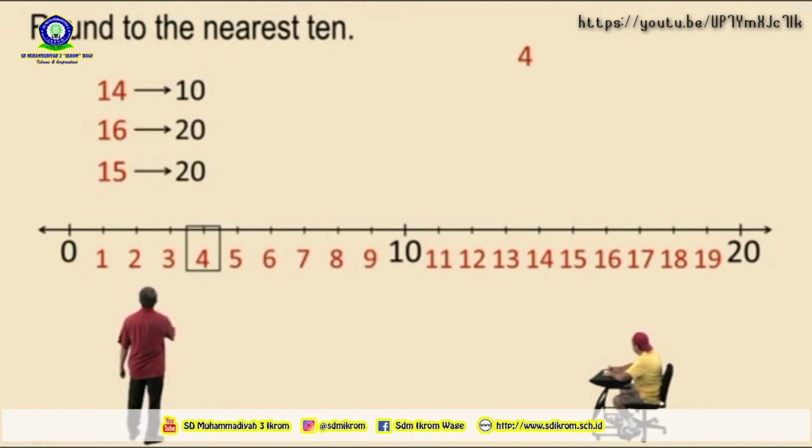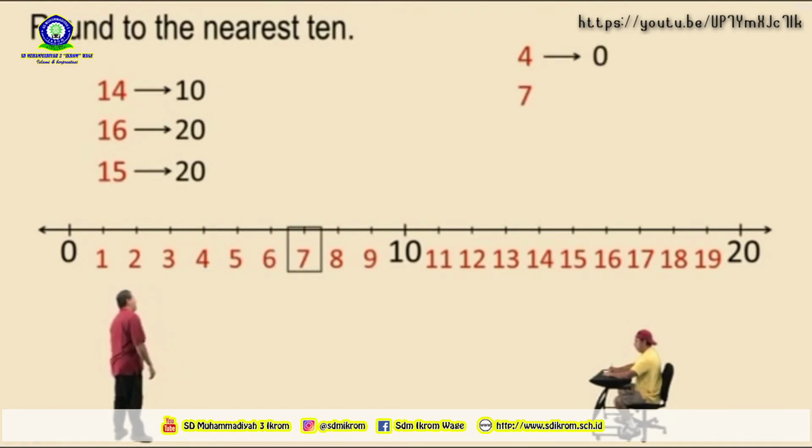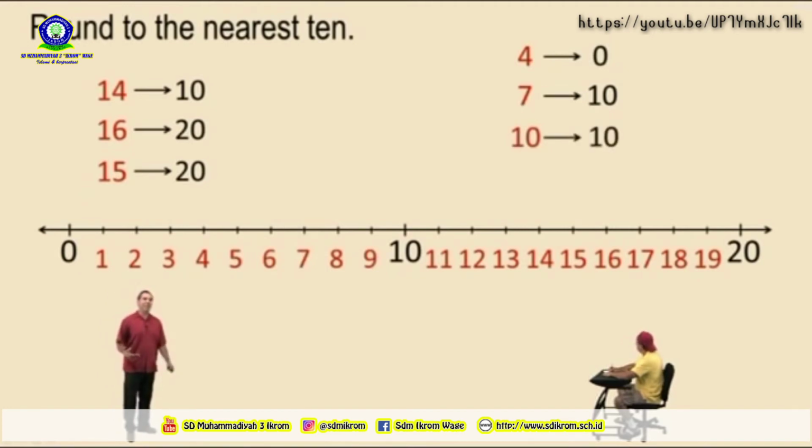Now how about 4? 4 is in between 0 and 10. 0 counts as a 10. But 4 is closer to the 0, so we say 4 rounds to 0. The number 7. 7 is also between 0 and 10, but it's closer to 10, so 7 rounds to 10. 10 is right on 10, so the nearest 10 is obviously 10, so 10 rounds to 10.